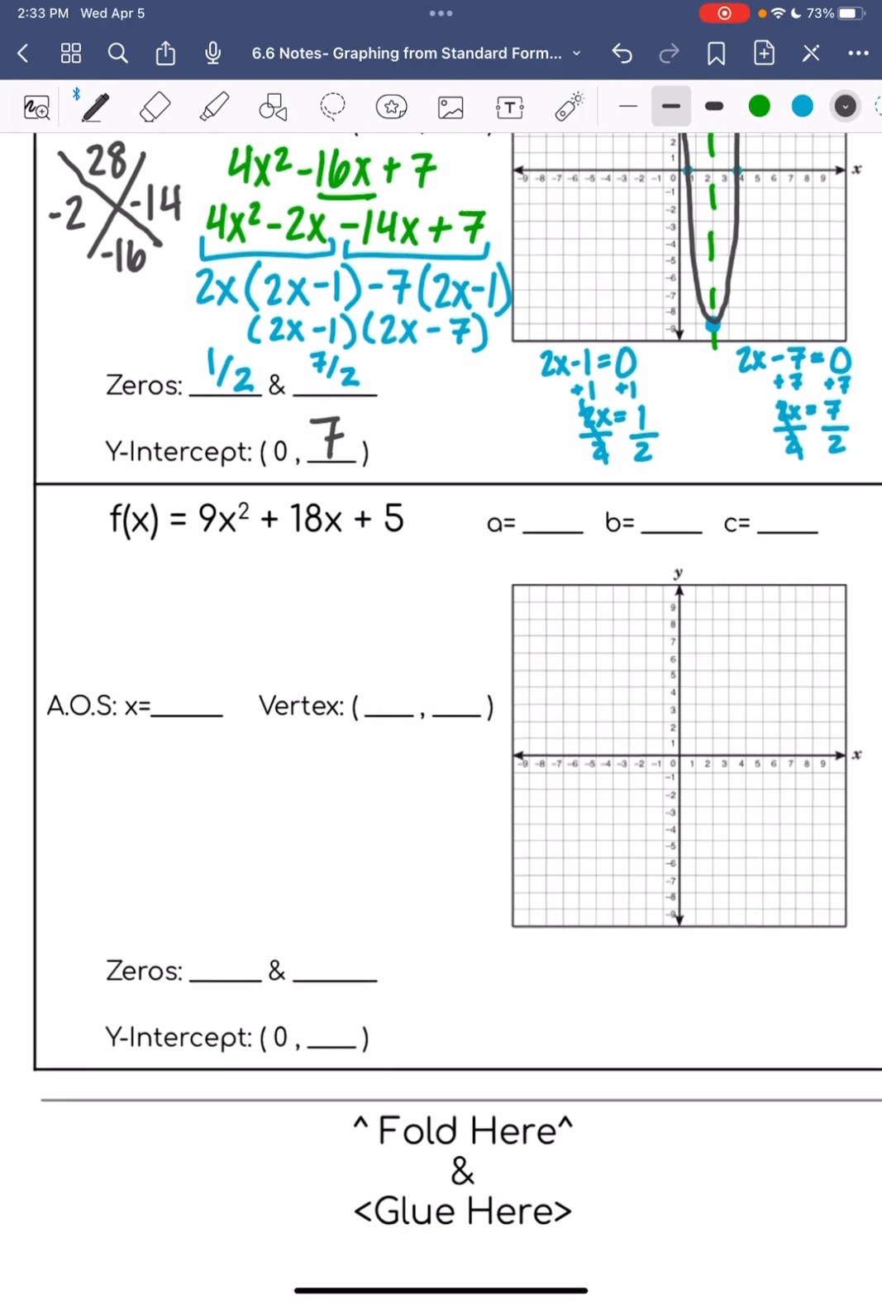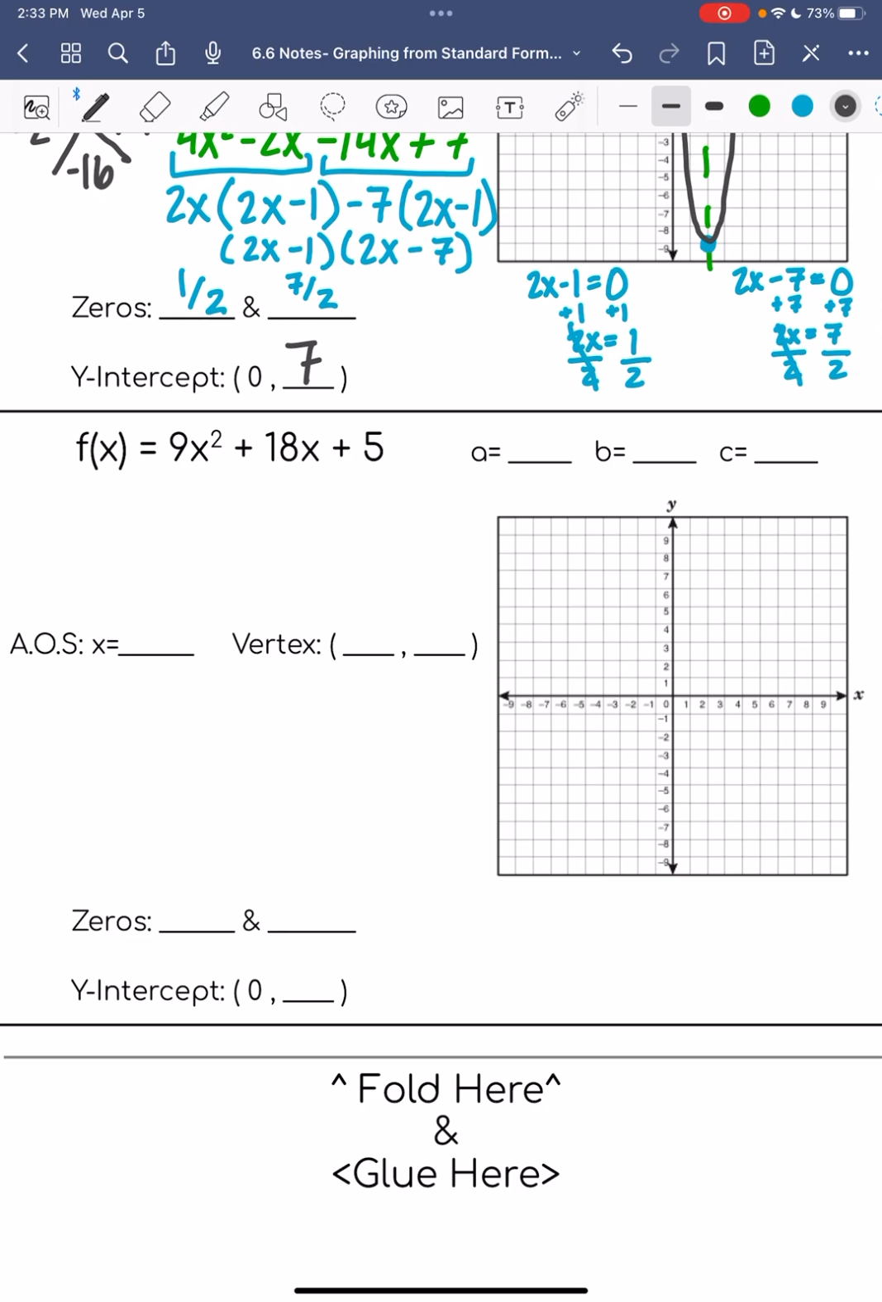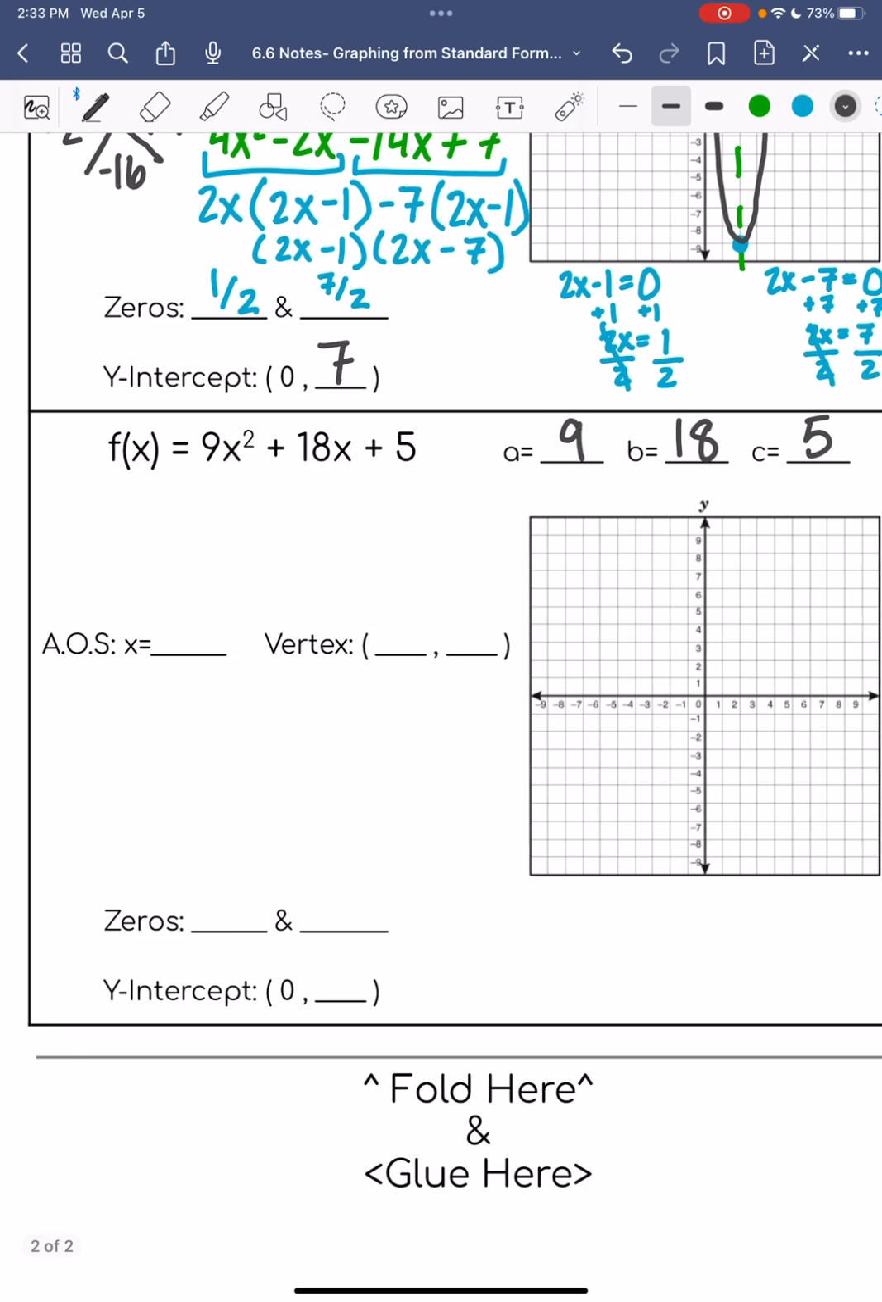One more. Same things. We've got 9x squared minus 18x plus 5. First thing is to find A, B, C. So A is 9, B is 18, C is 5.